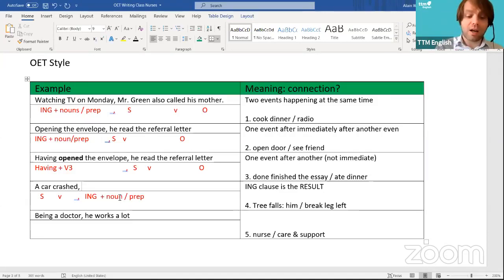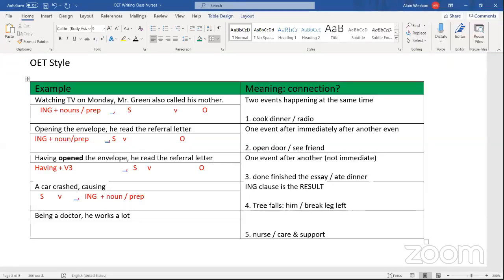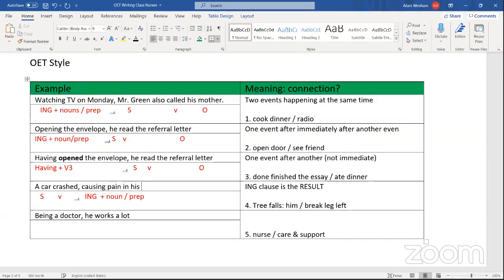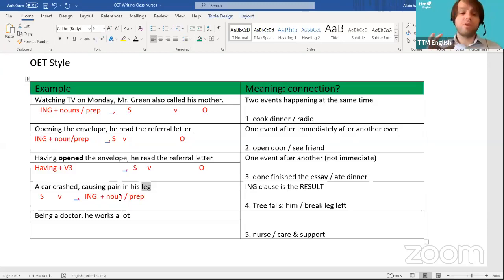So I could say a car crashed. I could say causing, right? That's an ing. Give me a noun, guys. Causing pain. Pain, is that a noun? Yeah, good. And then I can use a preposition, in. Causing pain in his leg. Right? So we're not having subject, verb, object. We're just having nouns and prepositions.